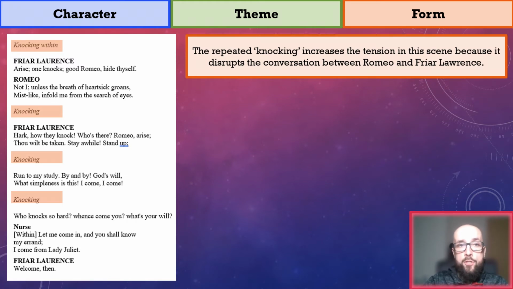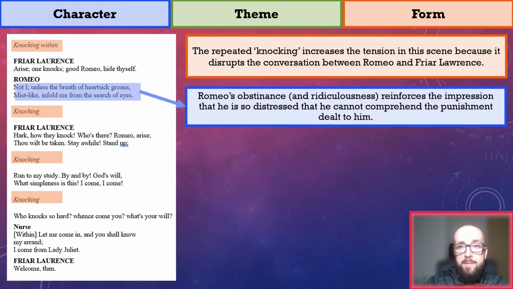Knowing that Romeo should not be seen, he has been exiled after all, Friar Lawrence tells him to hide, to which Romeo says that he will be obscured by his heart-sick groans because they will shroud him in a mist-like substance. This presents Romeo as both obstinate and ridiculous, which reinforces the impression that he is so distressed that he cannot comprehend the punishment that has been dealt to him. In other words, he is so shocked that his head has well and truly gone.